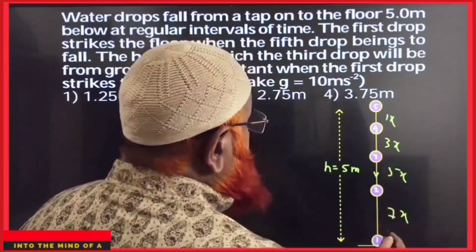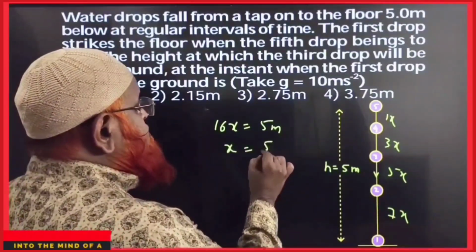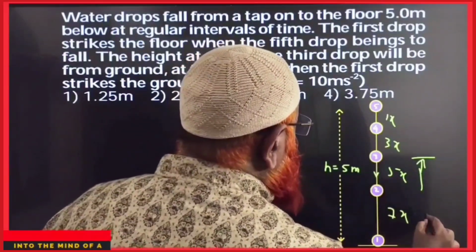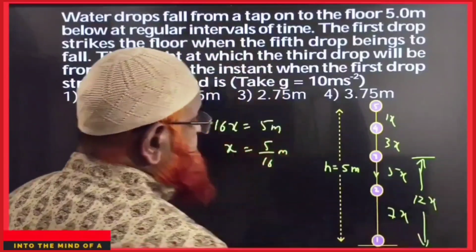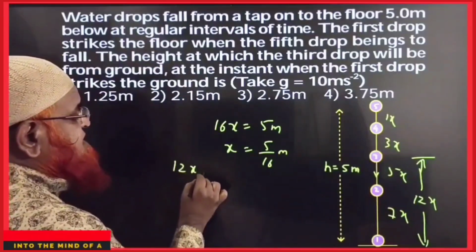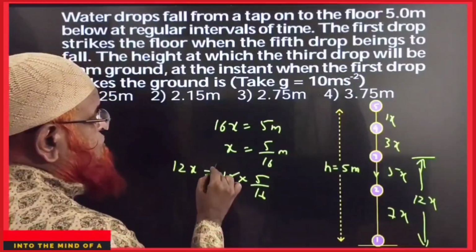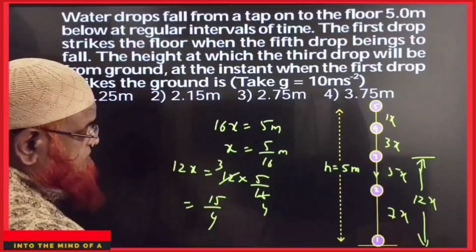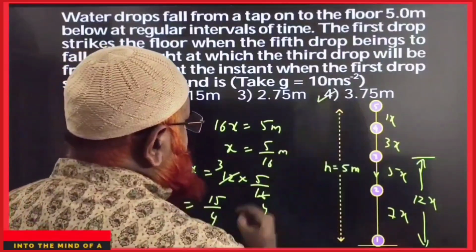If you add, how much are you getting? 16x is equal to 5 meters. Therefore x is equal to 5 by 16 meters, and the height from the bottom to the third drop is taken as 5x plus 7x, which is going to be 12x, isn't it? So this distance is 12x. Therefore 12x is nothing but 12 into 5 by 16. 4 3s are 12, 4s are 16, therefore 3 5s are 15 divided by 4. So 15 divided by 4 is nothing but 3.75, which is your answer.